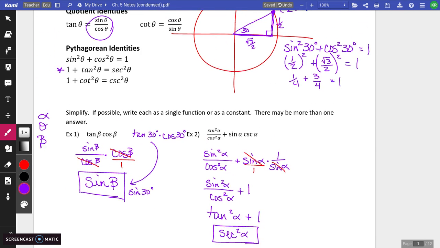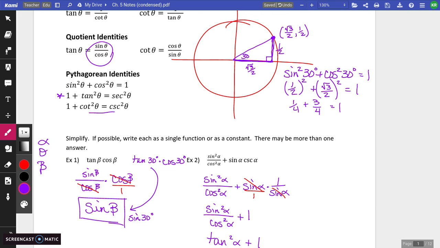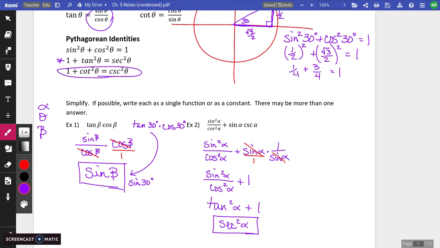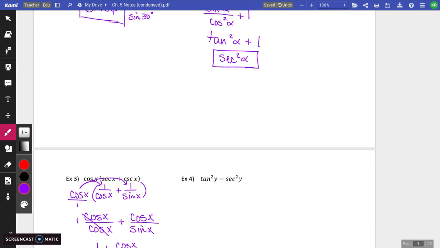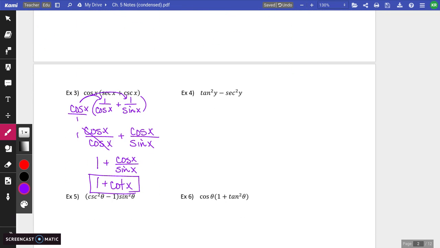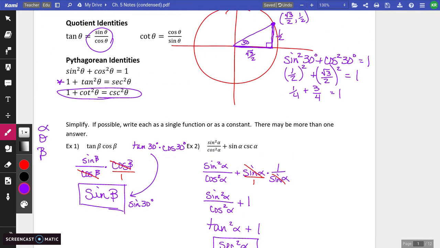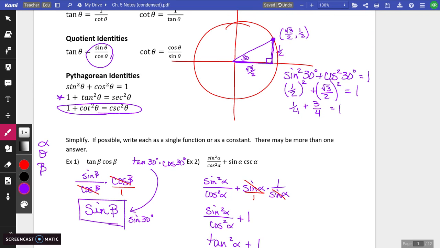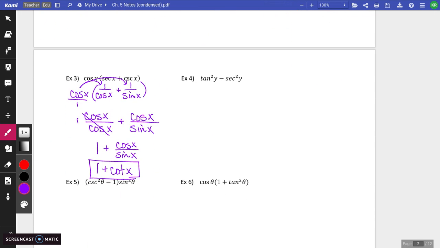All right, if you look back up here to Pythagorean identities, you might look at this one and say, well, there's 1 plus cotangent squared. So can I change it to a cosecant? And that's a no. Okay, so this is 1 plus cotangent, not 1 plus cotangent squared. All right, so in order to be able to use this Pythagorean identity, I'd have to have that cotangent squared. All right, so I cannot do anything else. This is as good as it's going to get.